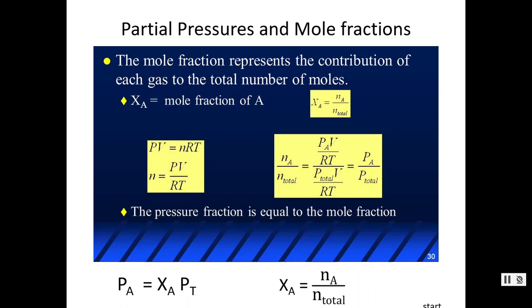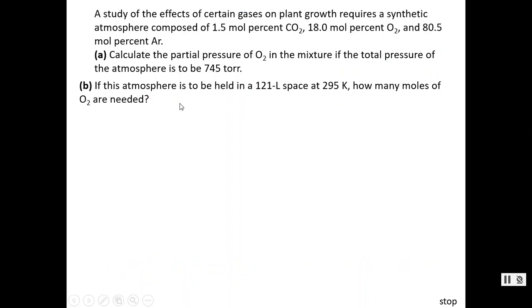So in this next example, we're going to take advantage of those two examples to do this one. It's also, I believe, there's one like it in your MindTap. So let's go ahead and do this one. I'm reading this problem. I have a synthetic atmosphere. So I've got a mixture of three different gases: carbon dioxide, oxygen, and argon.